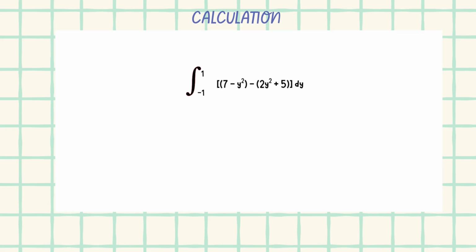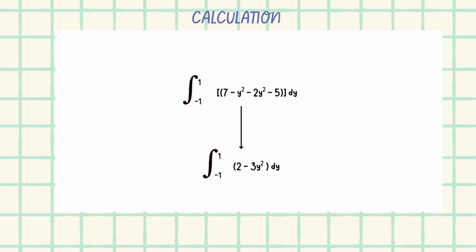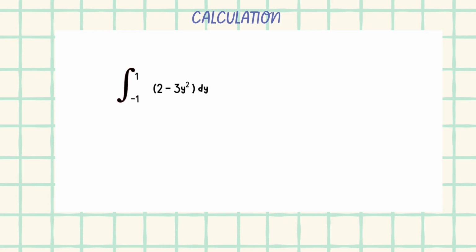By grouping our like terms together and simplifying the algebraic expression, our integrand condenses beautifully into the definite integral of 2 minus 3y squared dy. This represents the exact mathematical core of our trapped area, ready for direct integration.